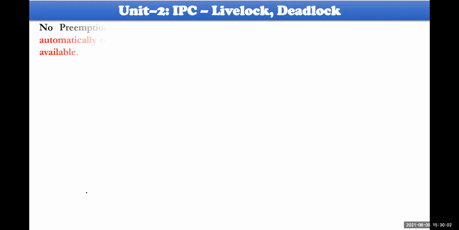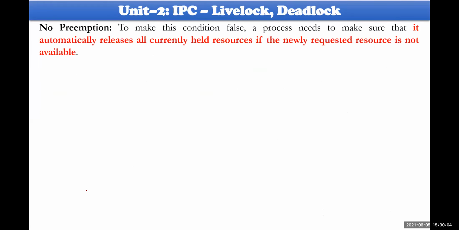Then followed by no preemption. గమనించండి. No preemption అంటే, when a resource is allocated, it shall not be released. దానికోసం చేయాల్సింది ఏంటి? If any resource is being requested by the process, it must be looked that no other process is holding it. No other process is being held by that particular resource. Sorry, that particular process. అలా ఉండి ఉన్నట్లయితే దాన్ని నో ప్రియంప్షన్ అంటారు.